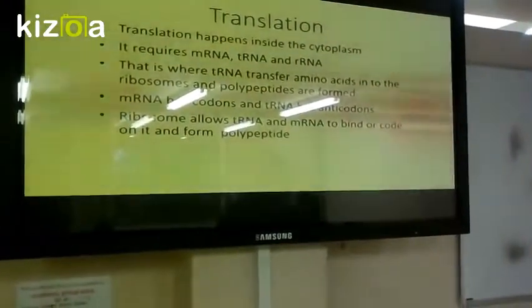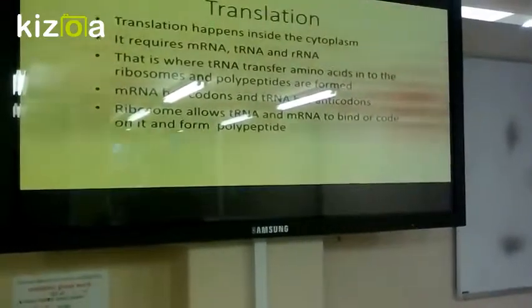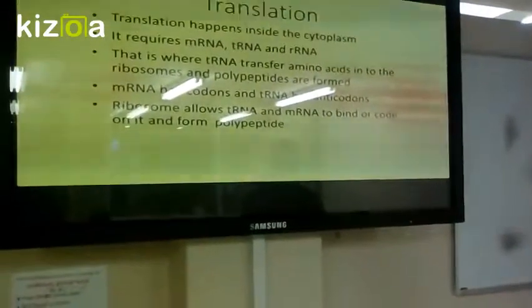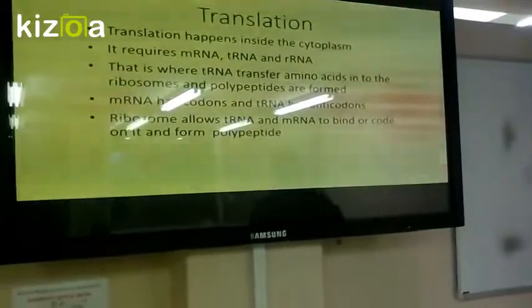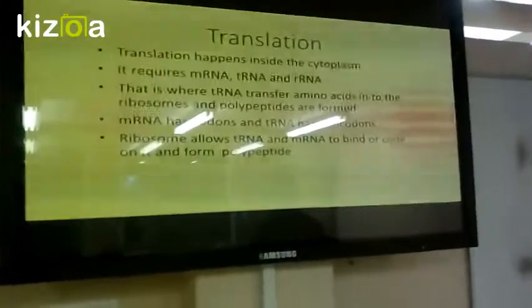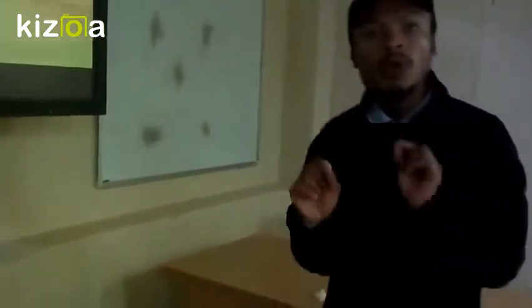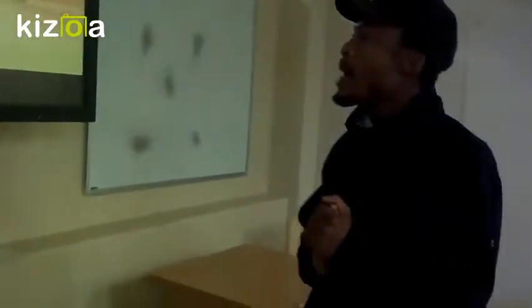So for it to take place, it requires mRNA, tRNA, and ribosomal RNA. That is where tRNA transfers amino acids into the ribosomes, and then peptide bonds are formed. As soon as transfer RNA transfers amino acids, peptide bonds are formed.